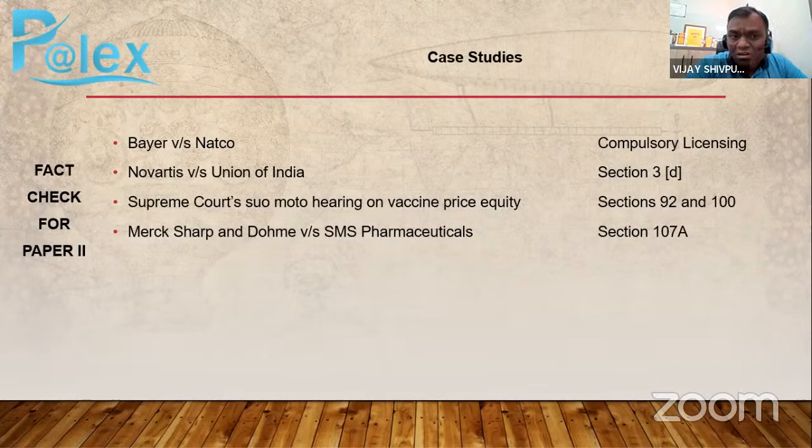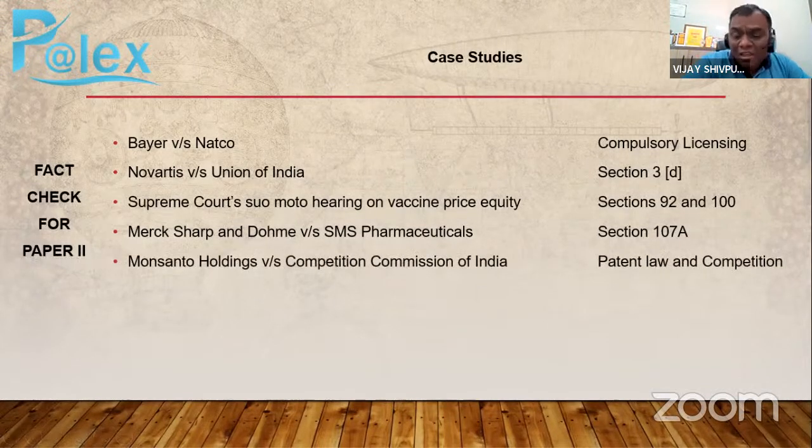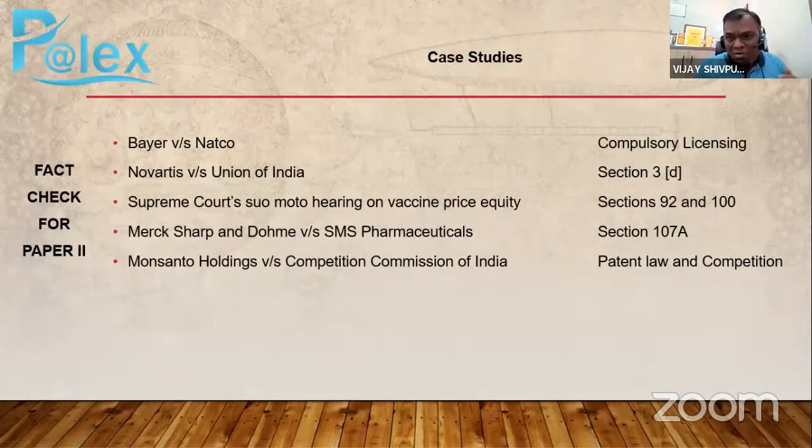There is also a case on Merck versus SMS. These are cases from the last 2 years, basically. With respect to Section 107A, Merck versus SMS Pharmaceuticals. Monsanto versus Competition Commission of India, an interesting case, where patent law and competition law are connected. Now, that's about some of the fact check for paper 2 that I have got, based on my understanding, my knowledge, and when I actually browsed all these question papers.